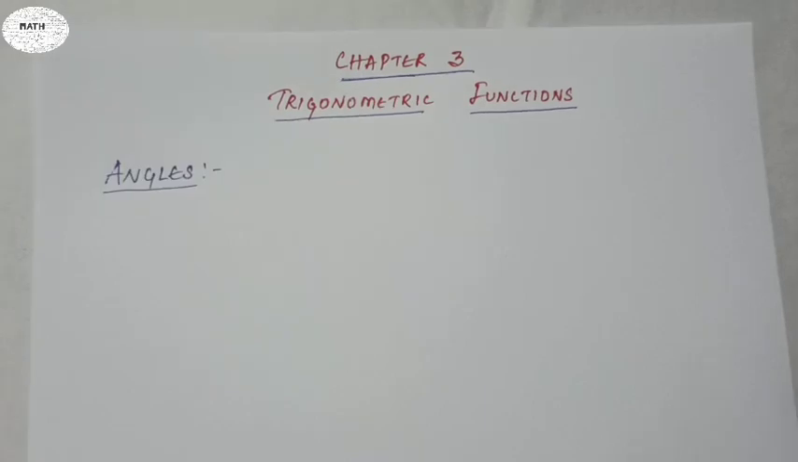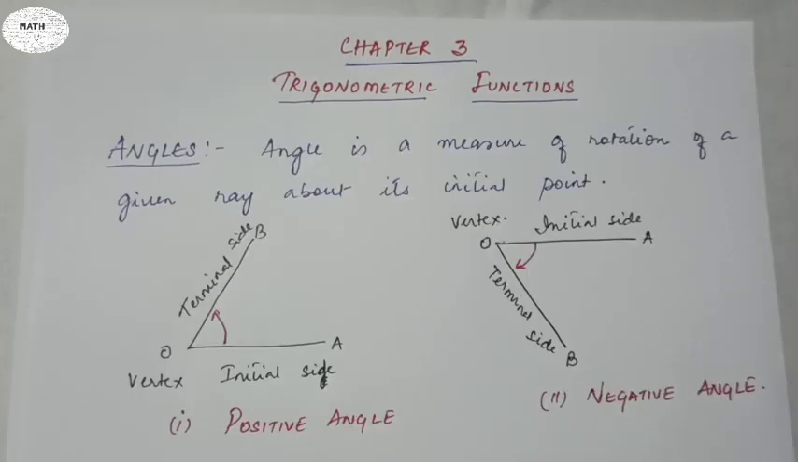Okay, the first topic is angles. An angle is a measure of rotation of a given ray about its initial point. If you can see, there are two diagrams. The first one is a positive angle because the terminal side happens to be on the upper side, and the next one is a negative angle. Why? Because the terminal side happens to be on the downward side. Okay, so that's all about the angle.